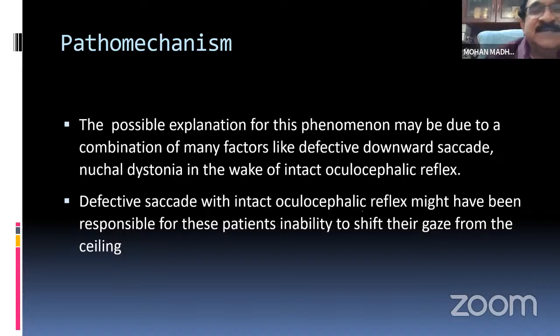Do you agree with my explanation? Has anyone of you seen this kind of phenomenon? Next PSP, look at this thing. You will find this in PSP.